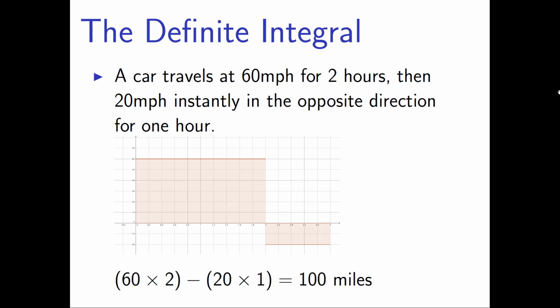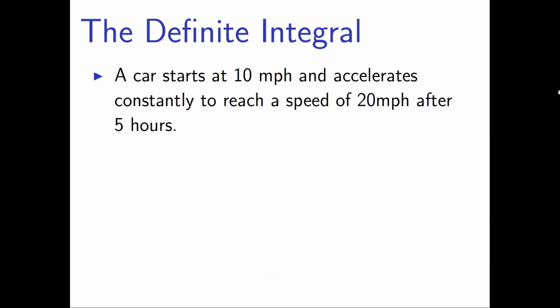Now if we think about this as areas, this area is 120, this area below the curve is 20, and we can think of that as negative 20 because it's below the curve, so we get 120 minus 20 is 100 miles. And that's going to help us think about the definite integral and what that gives us.